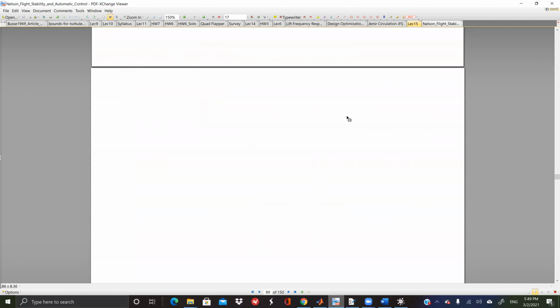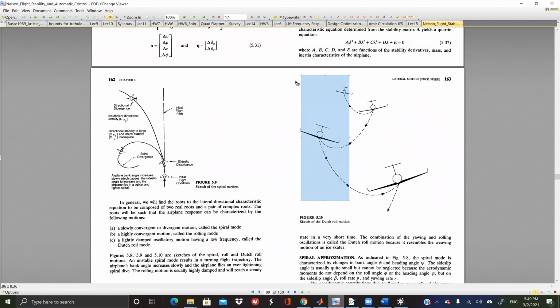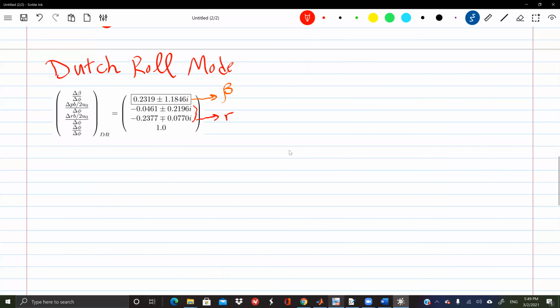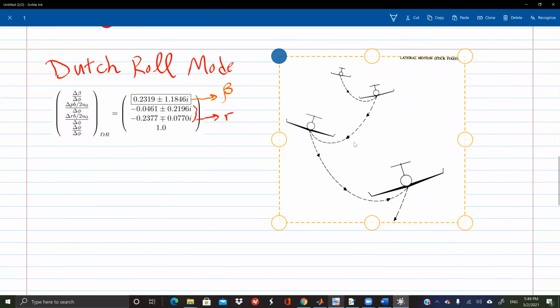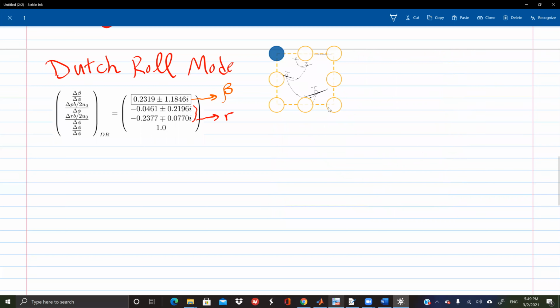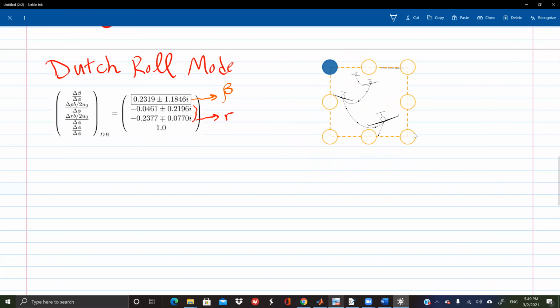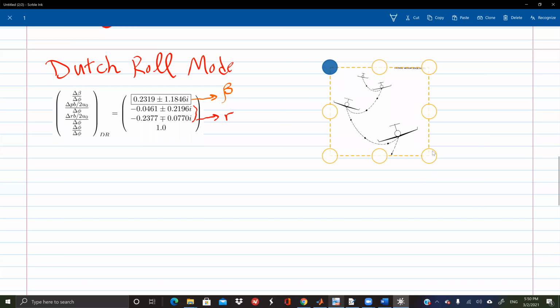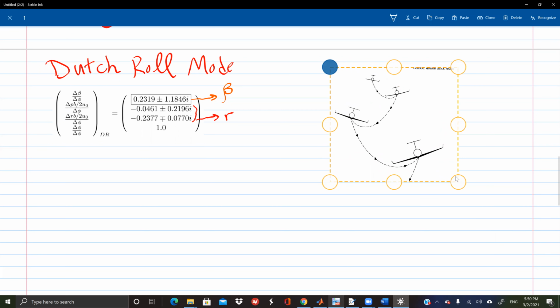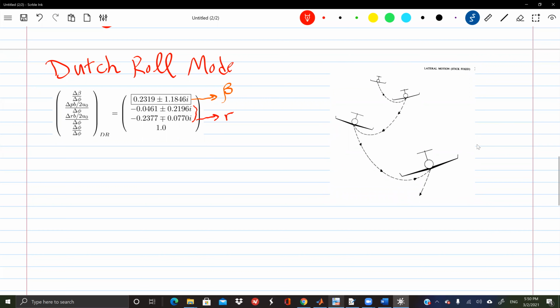So oscillations in side slip, roll, and yaw. This looks like this. The airplane in this mode behaves like a tree leaf. Do you see this picture? I don't know why it's happening. Okay, very good, I think this is good enough. You see, the airplane oscillates in side slip and also roll and yaw, all of them. So it goes like a tree leaf.